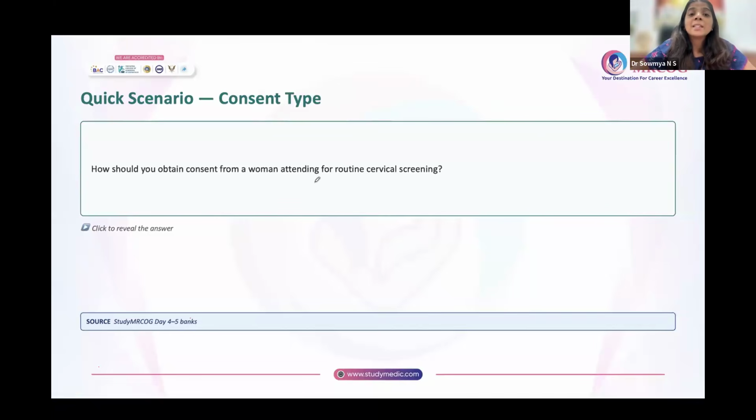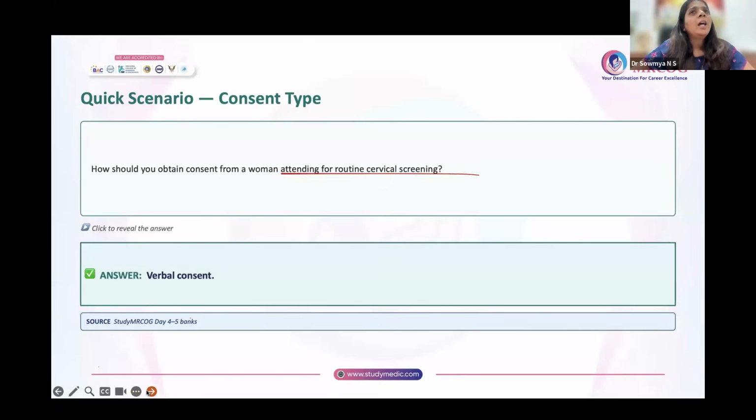How should you obtain consent from women attending a routine cervical screening? Obviously, verbal consent is more than enough. And also there is a question which they always ask: a third year medical student wants to observe a speculum examination. So what is the consent you need to get? Okay, so you need to get the verbal consent, not the written consent.